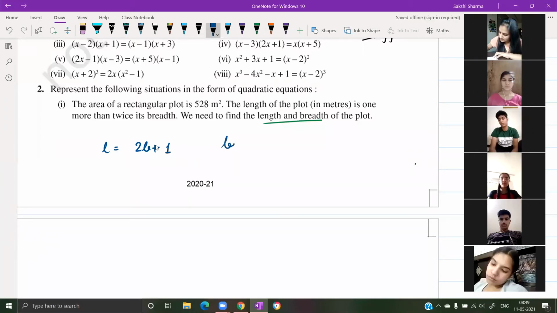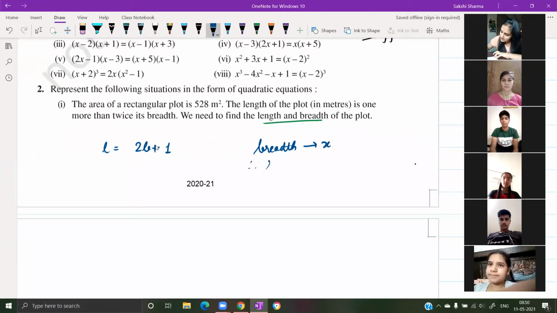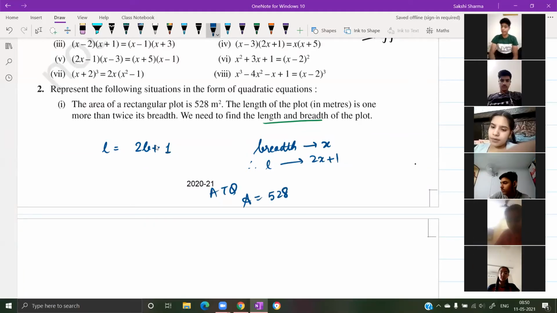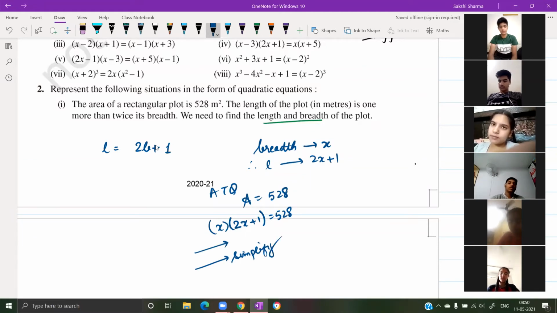The better one will be if you take the breadth of the plot represented by x, then length can be represented as x plus 1. And according to the question, the area equals 528 meters square. So length multiplied with breadth equals 528. As simple as that. Kindly ensure that you're giving the answer in simplified form. Whatever equation you have formed here, simplify it to show that you are obtaining a quadratic equation.